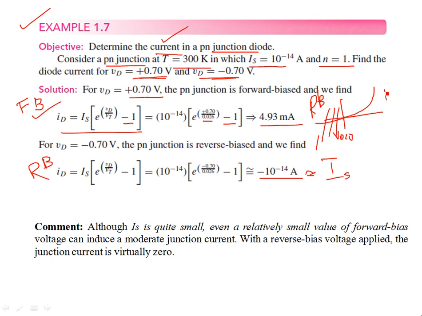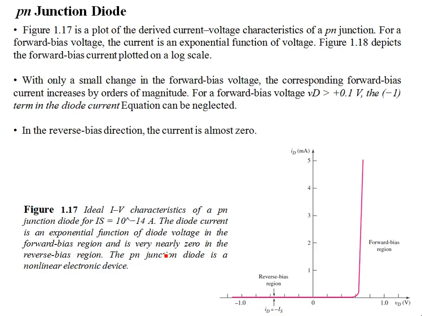In forward bias, as long as VD is greater than 0, there's going to be a diffusion process of charge carriers, and depending on how far you are from the barrier potential, you're going to have a very large forward diode current. So although IS, the reverse saturation current, is quite small, a relatively small value of forward bias voltage can induce a moderate junction current. Now with a reverse bias voltage applied, the junction current is virtually 0.